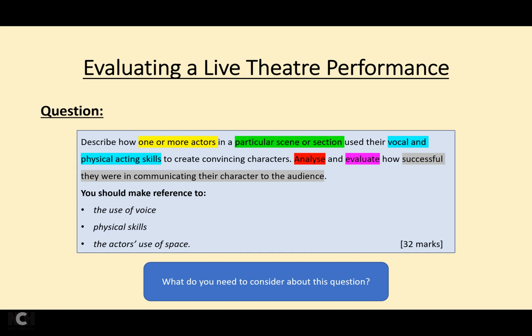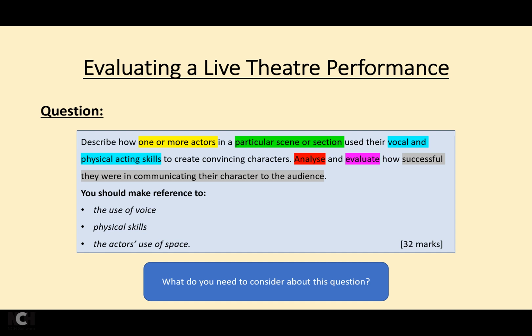In a particular scene or section. Now, a particular scene or section, that is one moment within the play, okay? So I wouldn't expect to see within your answer you talking about, say, for example, Pip at the beginning of the play and then at the end of the play, because there are multiple sections between those two moments, okay? So it needs to be a particular scene or section. So say, for example, Rosie's monologue at the beginning of the play.